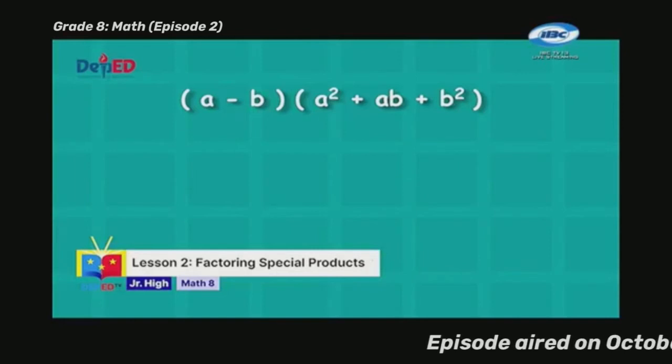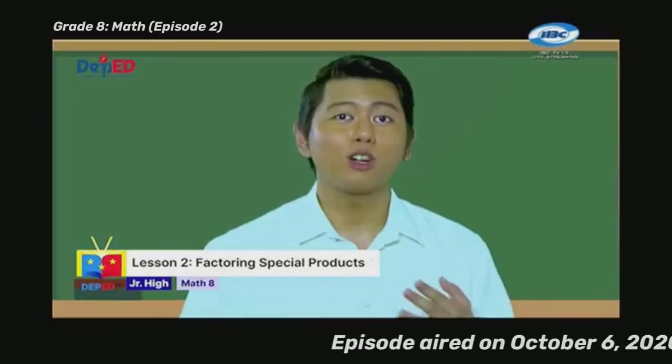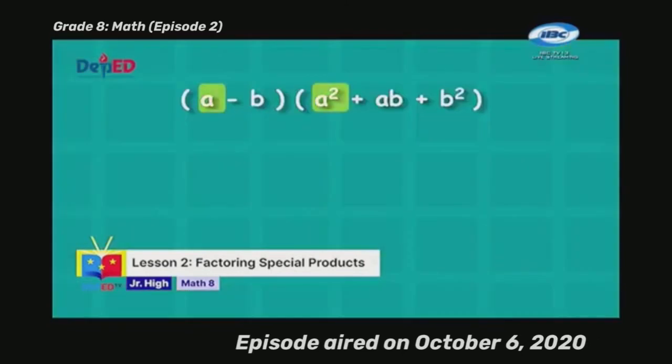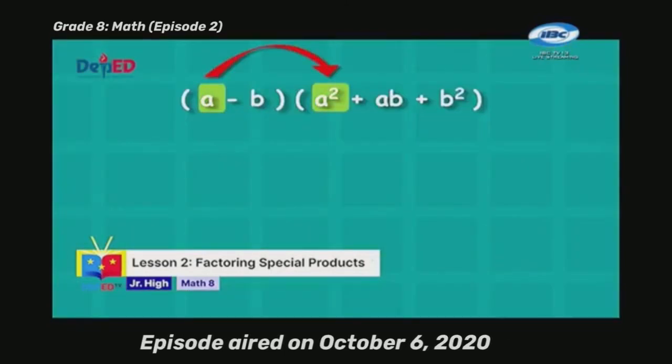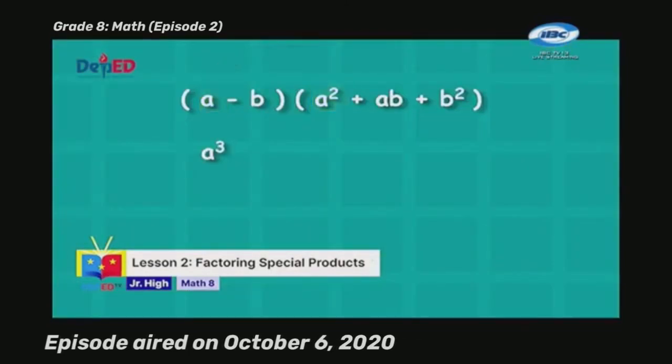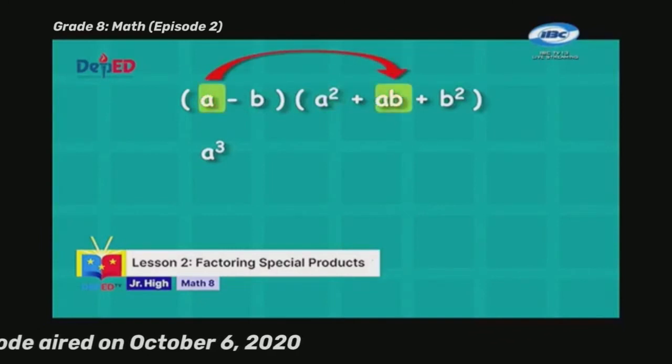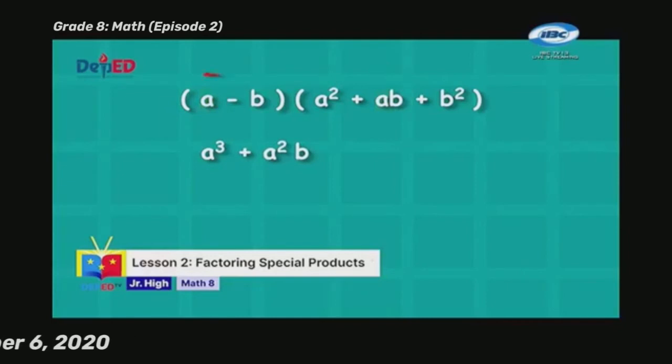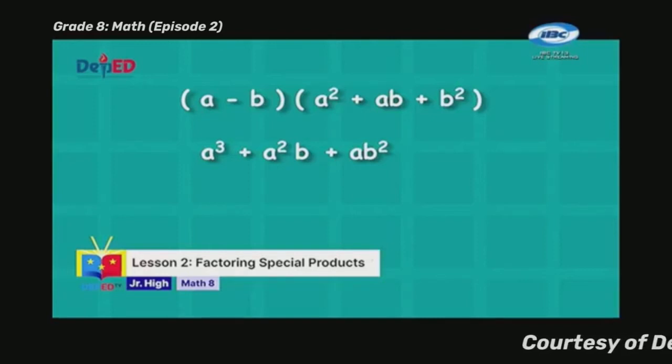We can first multiply a to each term of the trinomial. A times a squared is a cubed. A times ab is positive a squared b. And a times b squared is positive ab squared. Next is to multiply negative b to each term of the trinomial. Do not forget the signs in multiplying.